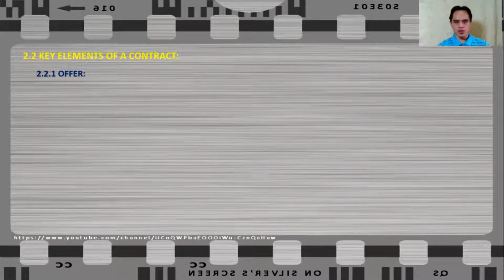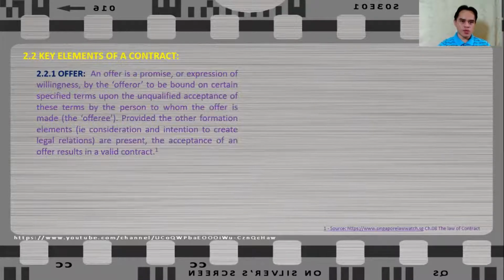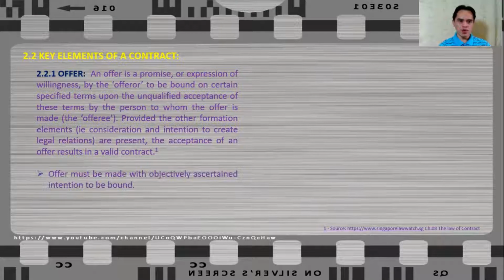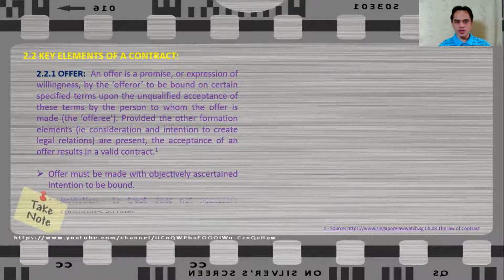First, let us talk about the offer. An offer is a promise or expression of willingness by the offeror to be bound on certain specified terms upon the unqualified acceptance of these terms by the person to whom the offer was made, or the offeree. So provided that the formation elements, the ones that we have discussed earlier, for example, the consideration and the intention to create legal relations are present, the acceptance of an offer will result in a valid contract. Now, the offer must be made with objectively ascertained intention to be bound in order for it to be valid. It is worth noting that an invitation to treat does not necessarily constitute an offer.